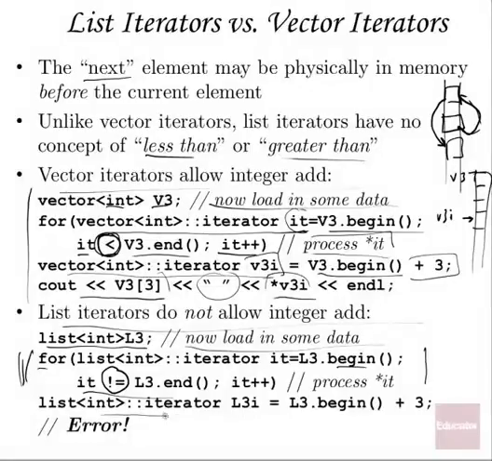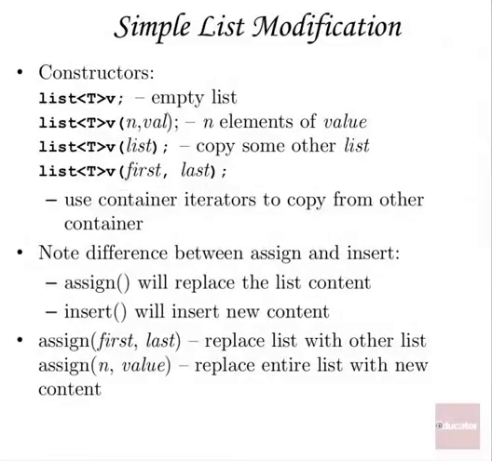Now here's an iterator just like the vector iterator, where we attempt to add 3, and you will get a compilation error. You cannot add integers to iterators for a linked list. Now I have some quick modification. The way you construct a linked list, T stands for type. So we've seen an integer list already. You can have double, you can define a class, and you have a linked list of those class, and then the variable. So here's an empty list.